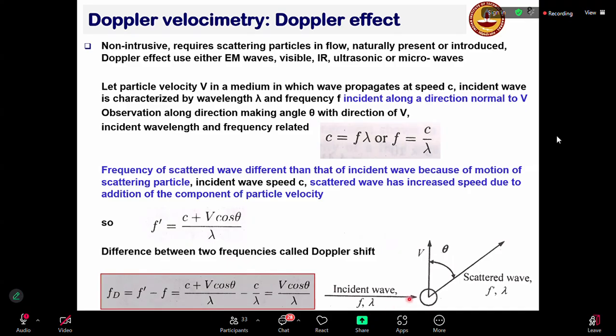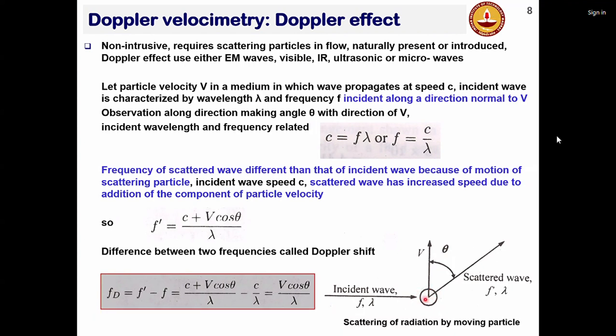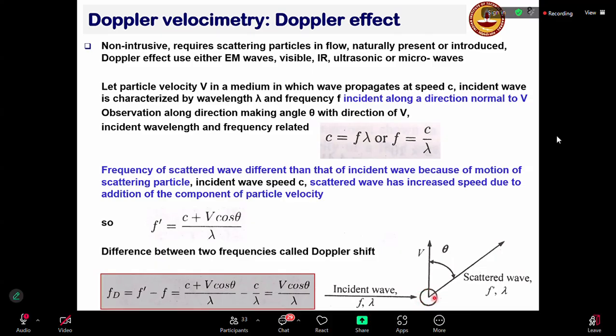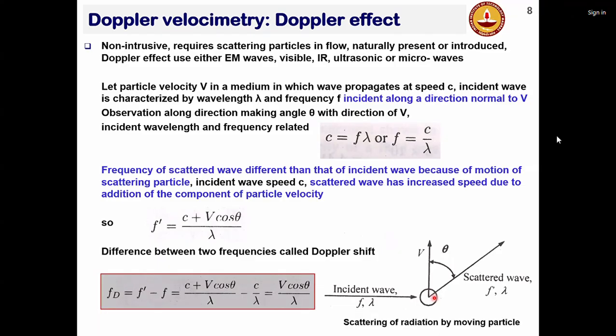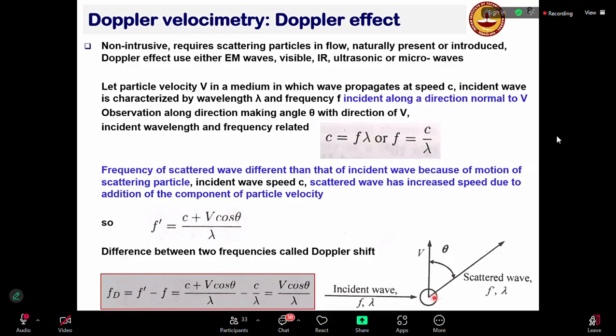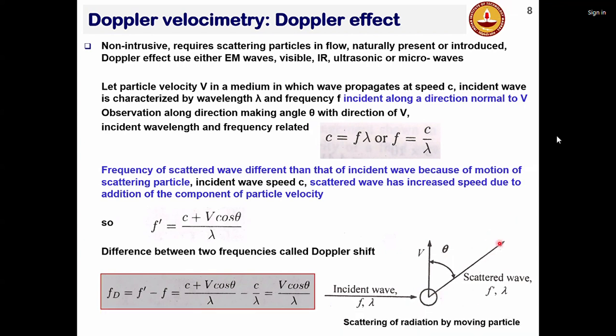Now, when any wave falls on a particle, because of its finite size and the property difference between the particle and the fluid, the particle will scatter the wave. That is fundamental to wave theory. A particle which has a different speed of wave, a density difference and a property difference as compared to the medium will scatter the wave.